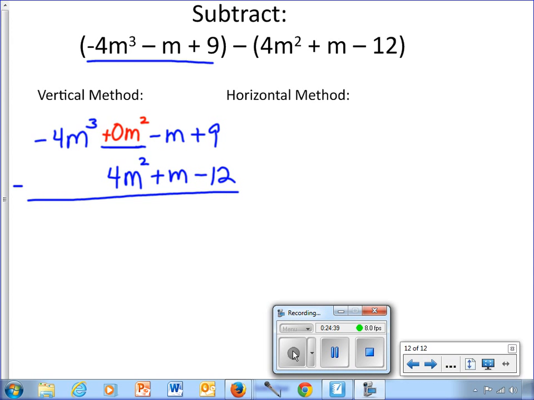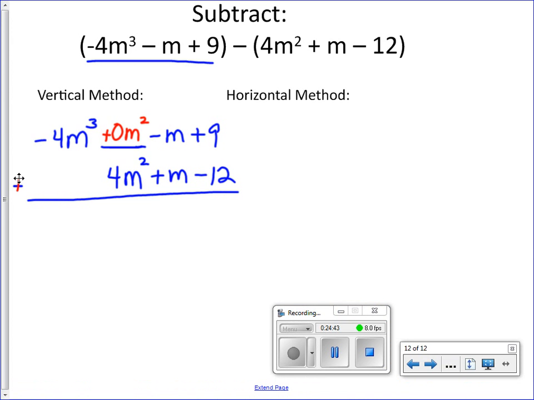First of all, we're going to use the method of adding the opposite. So we're not going to subtract, but when we subtract, we have to add the opposite. The opposite of 4m squared would be a negative 4m squared. The opposite of a plus 1m would be plus a negative 1m. And the opposite of minus 12 would be adding 12. All right, and now we simply add them together.